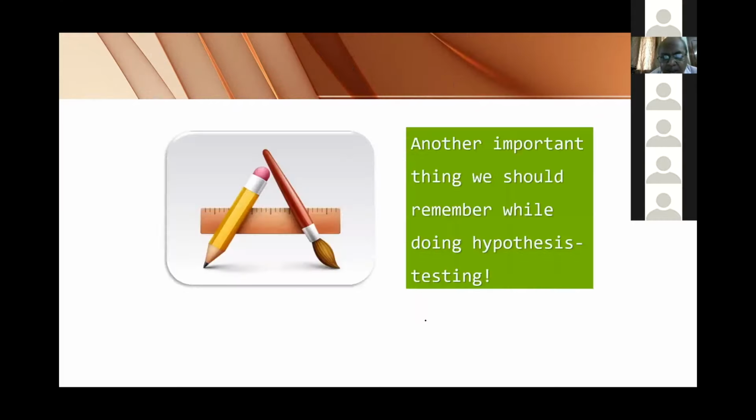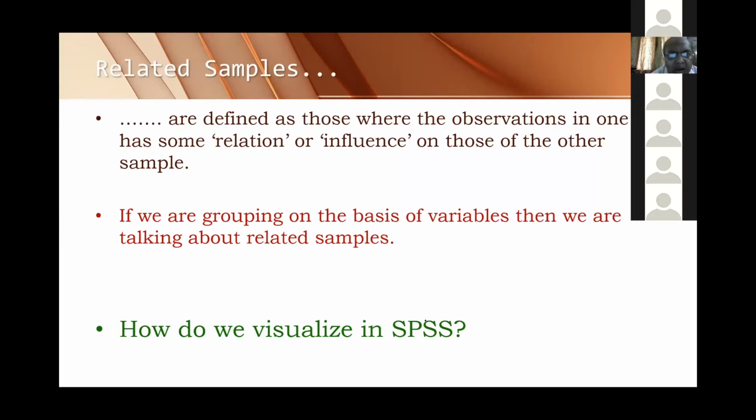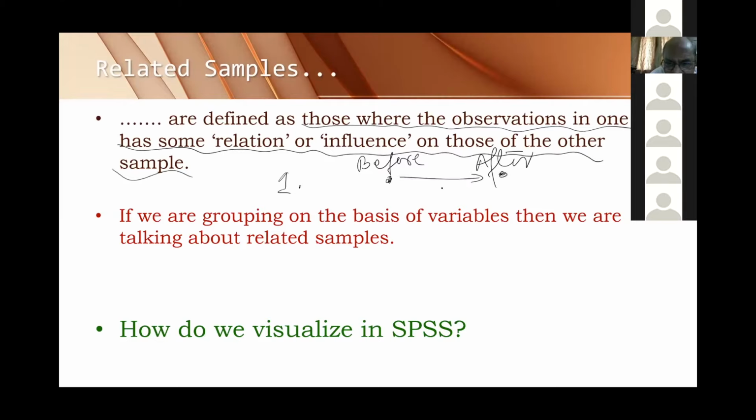Another important thing we should remember while doing hypothesis testing is the concept of related samples and unrelated samples. Related samples are defined as those where the observations in one have some relation or influence on the other sample. For example, respondent 1, we have data before training and after training. Such samples are called related samples.